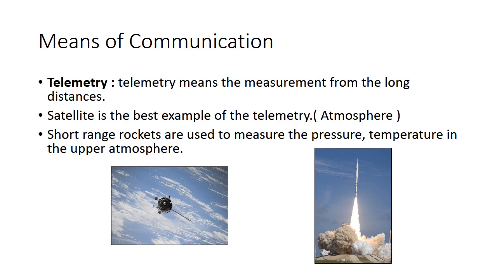Now, the next example of electronic communication is telemetry. Telemetry means remotely measured, or you can measure things remotely. The satellites are the best example of telemetry because we can forecast the weather by using the satellites. Even short range rockets are used to measure the pressure and temperature in the upper atmosphere. All these are examples of telemetry.